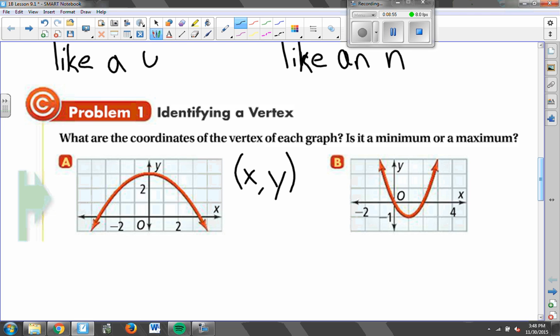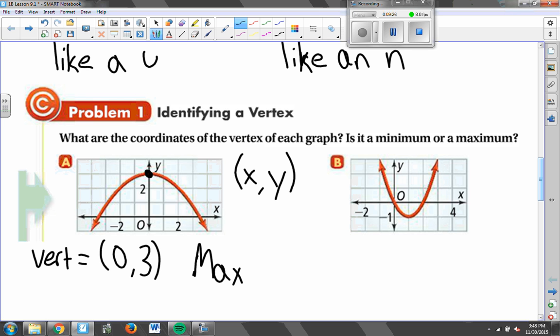So, in letter A here, my vertex, I believe, has an x value of 0 because I am not going left or right at all to get to that point. It has a y value of 3. That's the coordinates of my vertex. So I'll say vertex 0, 3. Is it a minimum or a maximum? Well, my parabola opens downward, so this is a maximum.